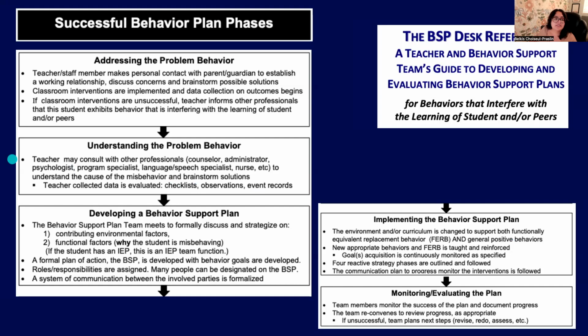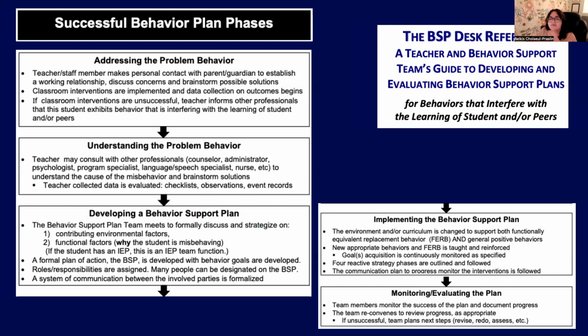Then we go into understanding the problem behavior. Once we've flagged the behavior that we need to support, the next step is understanding. And that's that whole FBA process. That's collecting our data. That's the checklist. That's the ABC chart. That's the observations. All of that stuff is put into place to help us start identifying those patterns and possible functions of behavior. After that whole process, we get into actually developing that support plan.